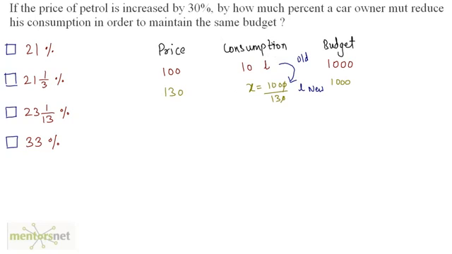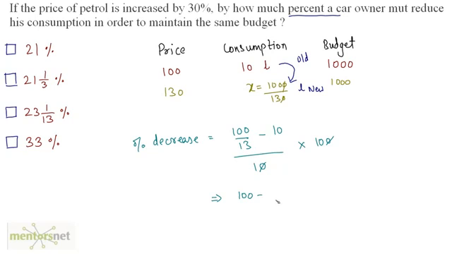And I have to calculate the percentage decrease in the consumption. So I have the formula ready. Percentage decrease is equal to the new value minus the old value, so the new value is 100 by 13 minus the old value, which is 10, divided by the old value, which is 10, times 100. The 0 and this 0 get cancelled out, and this is equivalent to 100 minus 13 times 10, which is 130, divided by 13 times this 10.